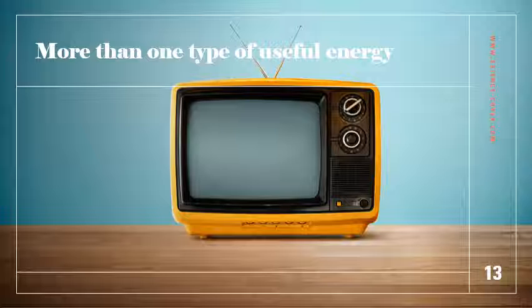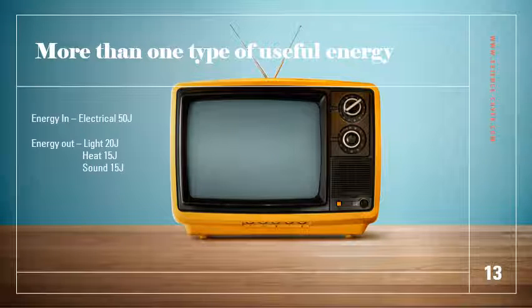Some devices have more than one useful type of energy. A TV uses electrical energy and changes it into light, heat and sound. But both light and sound are useful on a TV, whereas the heat is wasted.